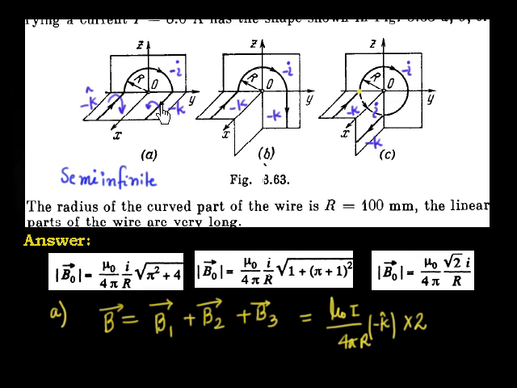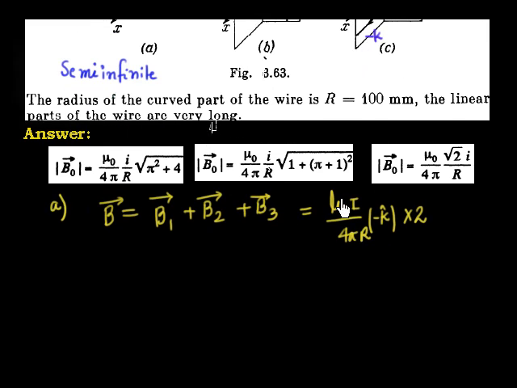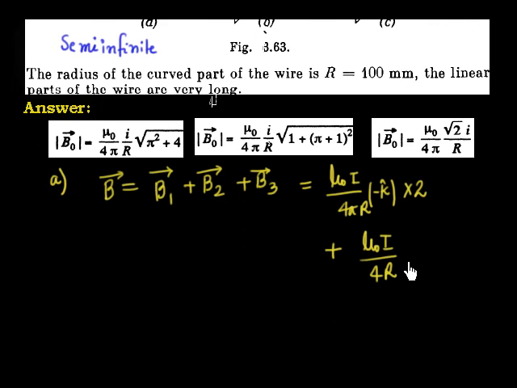Now due to this wire, that is mu naught I by 2r, and this is minus I direction. If you have a full circle, mu naught I by 2r, half circle, mu naught I by 4r. So this is plus mu naught I by 4r, and now this is in minus I direction, you see. So direction is minus I cap.